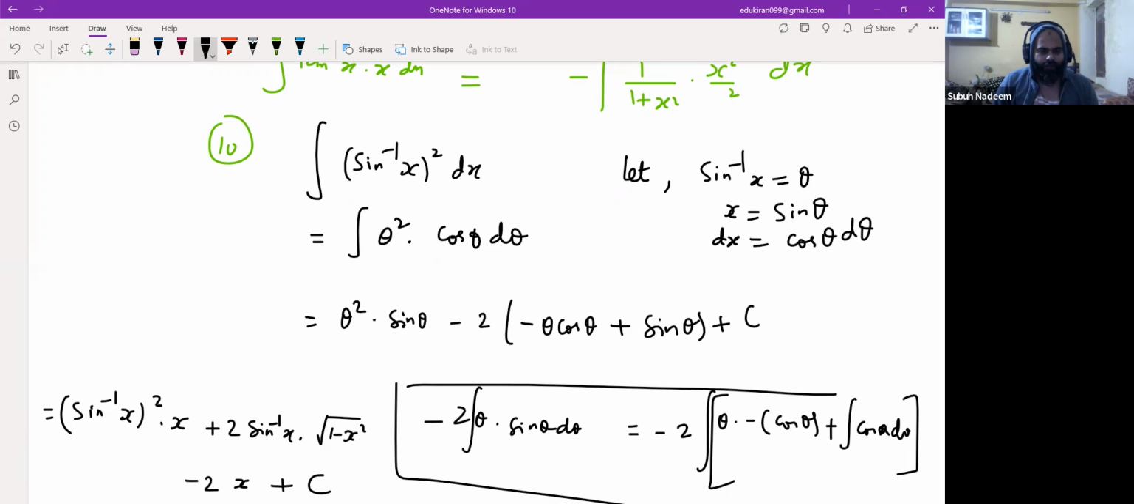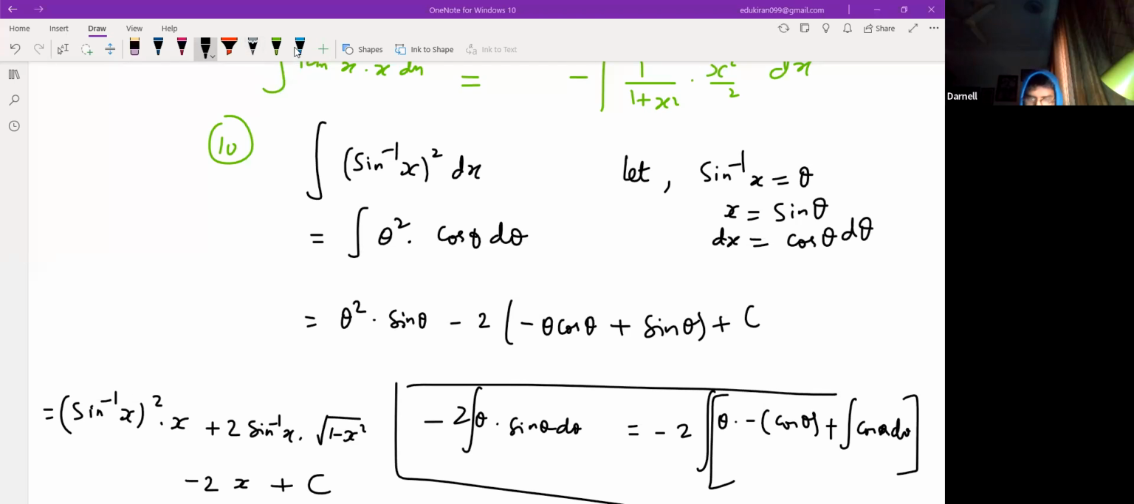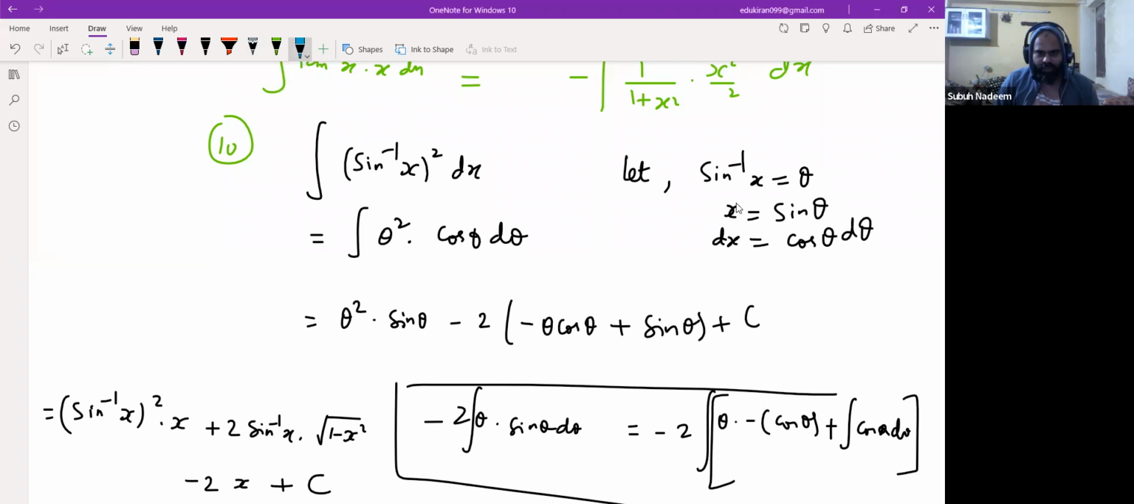Is it okay? So please can you explain it again? Theta is sine inverse x, sine theta is x, cos theta is root over 1 minus sine square theta, that is 1 minus x square. So you have to substitute these things wherever it is to be substituted. Right.